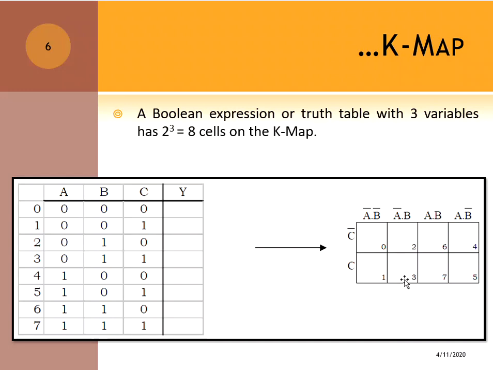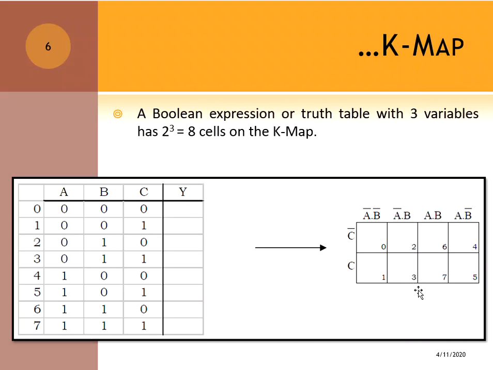Okay, let's try to check the cell with number 3. The cell with number 3 belongs to the intersection of A bar dot B and C. A bar means A is 0, B is 1, C is 1. So 0, 1, 1. So check your truth table. 0, 1, 1 belongs to row 3. So it is correct if we write 3 here.